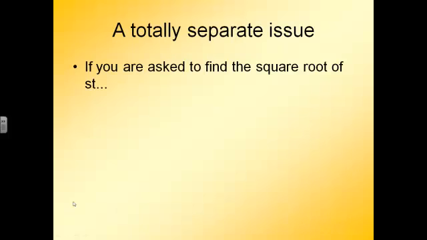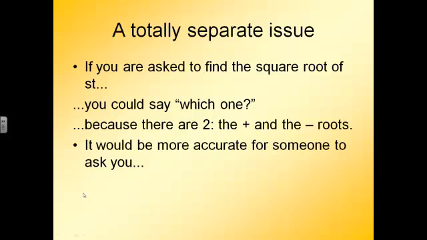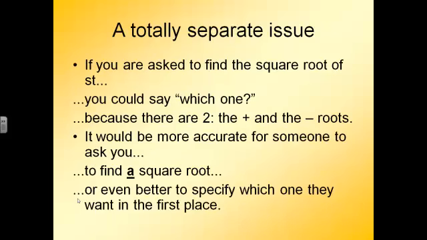Now here's another thing to think about, and it's not related to taking roots of negatives. It's related to the fact that anytime someone asks you what the square root of something is, you could actually respond by saying, well, which one? Because after all, every number has two square roots. Every positive number, that is, has two square roots, the positive one and the negative one. So if someone asks you to find a square root, then they should either say, give me either one, or they should specify which one they want in the first place.